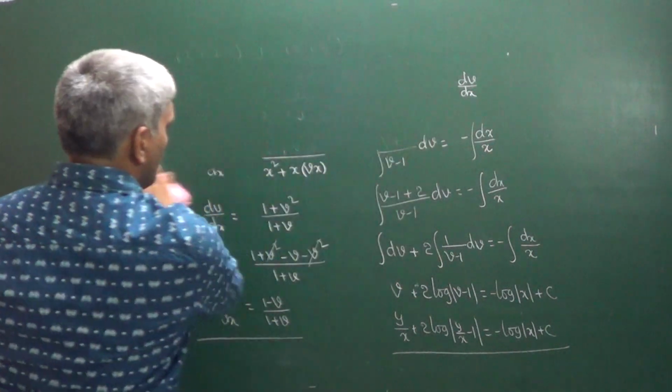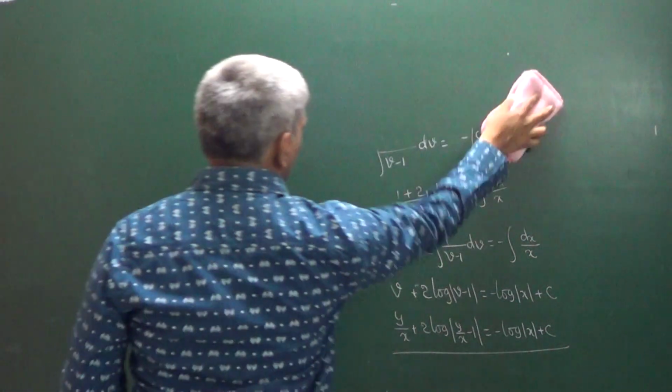So another question we can discuss here on the homogeneous differential equation. This is the question given: x dy minus y dx is equal to the square root of (x square plus y square) into dx.